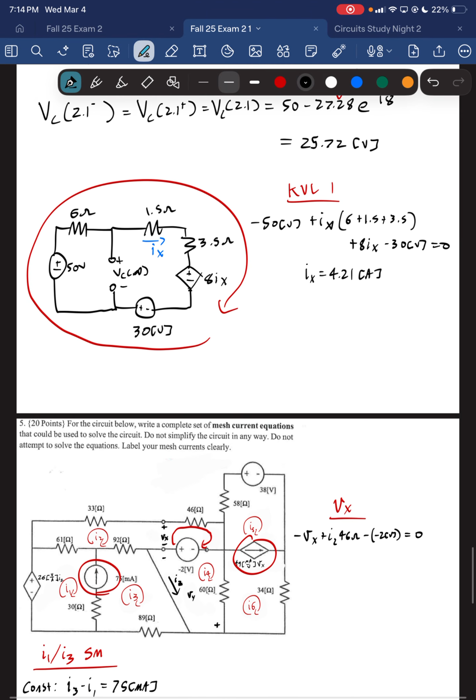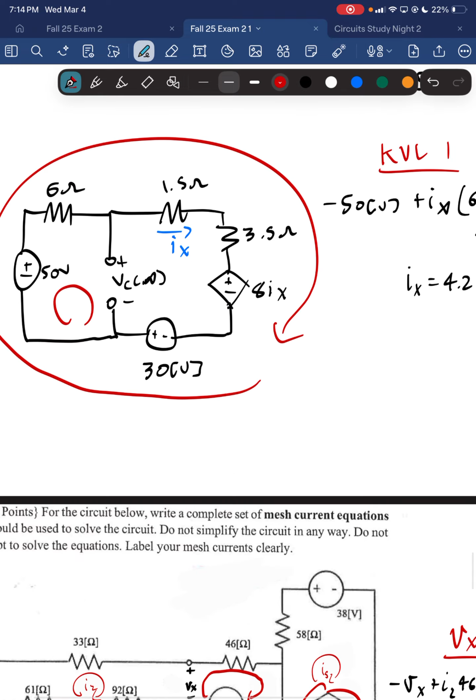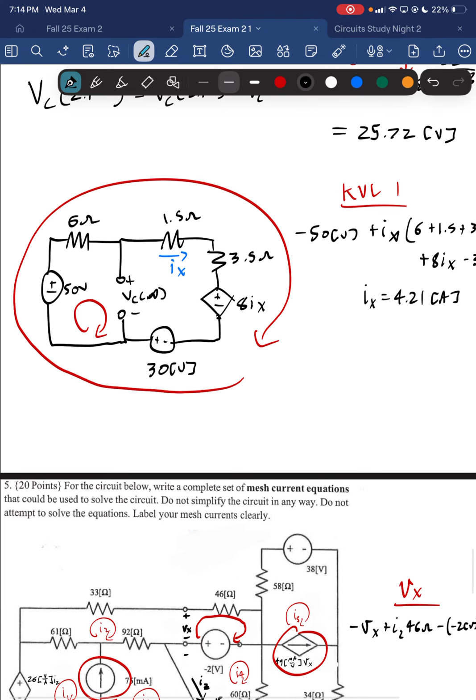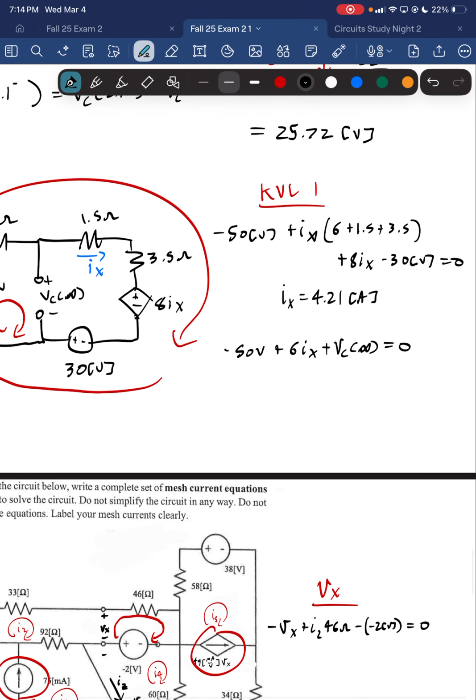Okay, so yeah, using that equation, you can solve for Ix to be 4.21 amps. And then you can do a KVL around this loop, and you'll get negative 50 volts plus 6 times Ix plus VC of infinity equals 0. And using that equation, you can solve for VC infinity and get 24.74 volts.